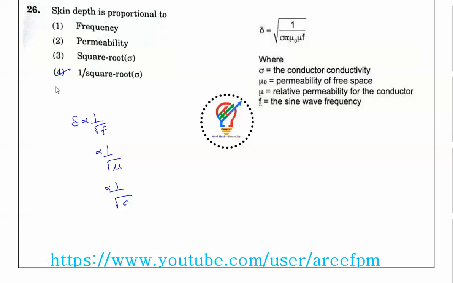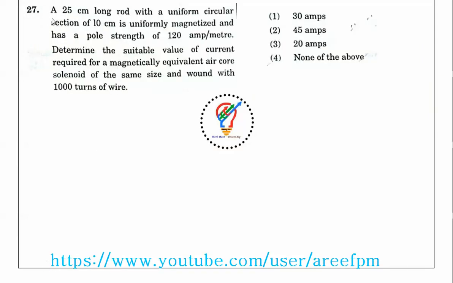Next question. The next question here is a problem. A 25-centimeter long rod is there, so its length is 25 centimeter, with a cross section of 10 centimeter, is uniformly magnetized, has a pole strength of how much? H is equal to 120 amperes per meter.